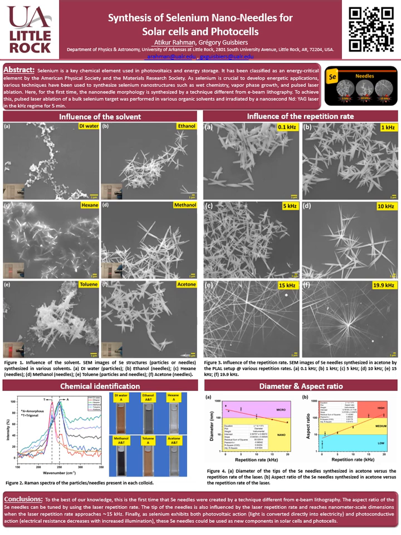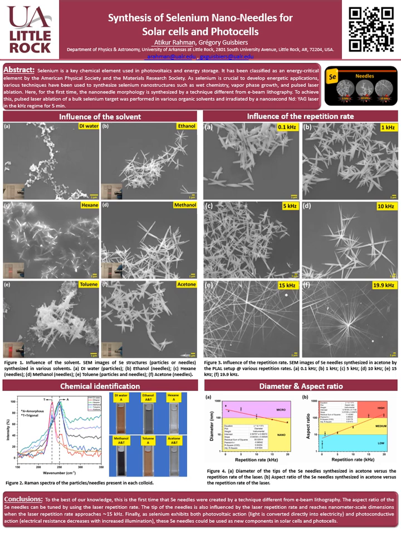And then in the lower left is the chemical identification. What are those elements? Is it really selenium, or is it something different? Is it pure selenium, or selenium oxide? Those kinds of things. And in the lower right corner, this is the diameter and aspect ratio of those nanoparticles or nanoneedles. Here we plot the graph of repetition rate versus diameter, and repetition rate versus the aspect ratio of those nanoneedles.